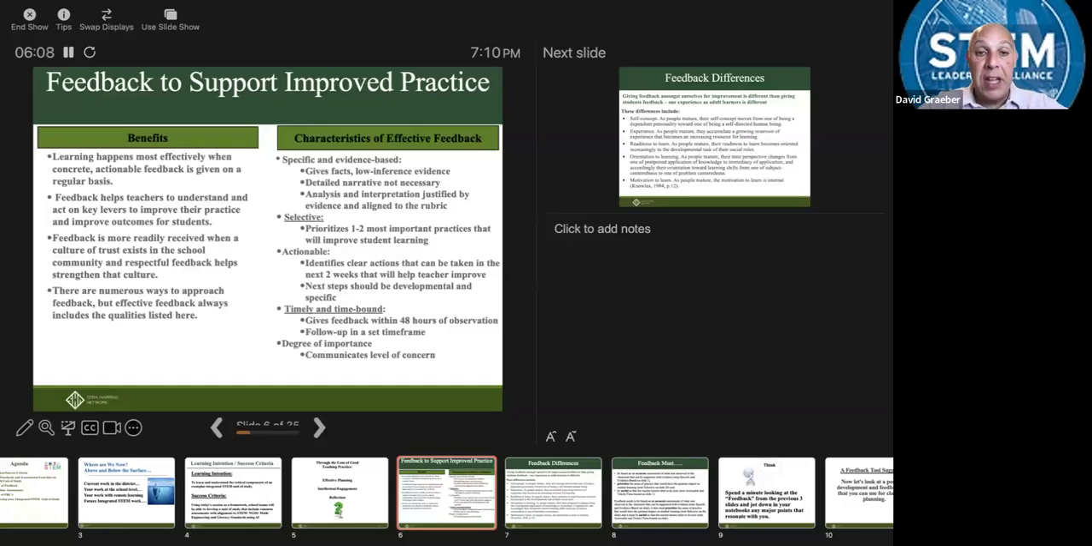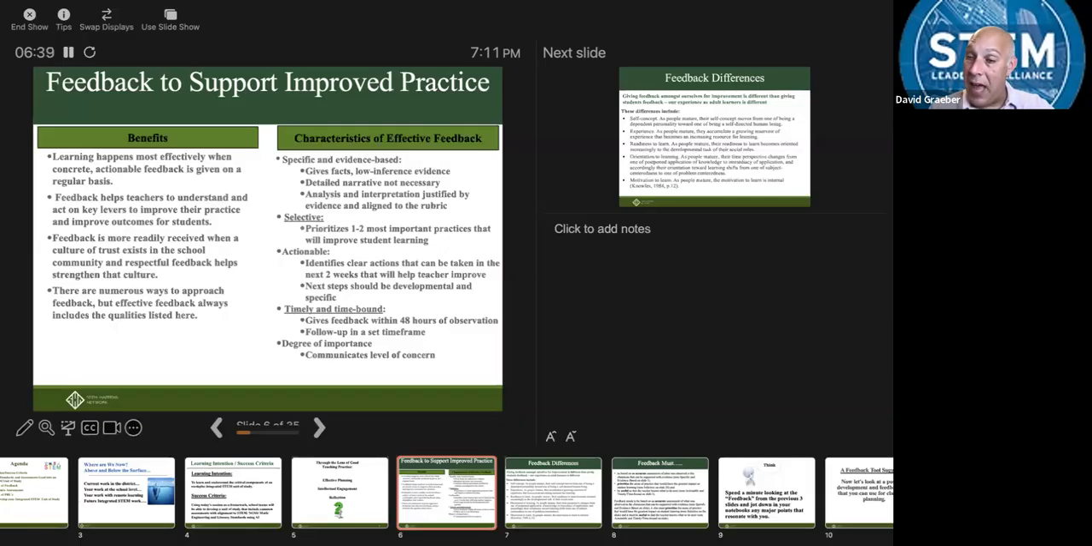We need it to be selective. We don't want to have tons of feedback. We want to prioritize one or two important practices in our planning that will improve student learning. For example, the assessments that we have are not rigorous enough. They don't sit on a high enough level of depth of knowledge. They're asking kids more recall questions than we need. We need more project-based work for this. That's right. That's an important priority area in the plan. So we want to be selective.